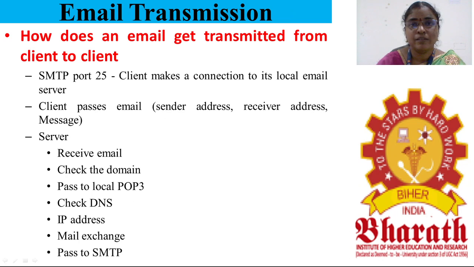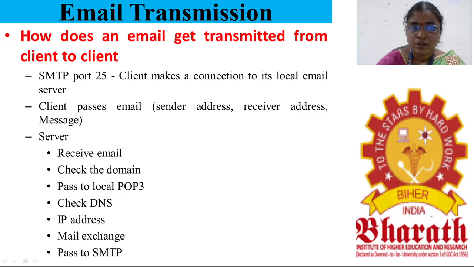Next one is email transmission. The first topic is how an email gets transmitted from client to client. We are going to use port number 25 for outgoing messages. So the client makes a connection to its local email server with the help of port number 25. Then the client passes the email. An email should contain the sender address, receiver address, and also the message for the particular receiver.